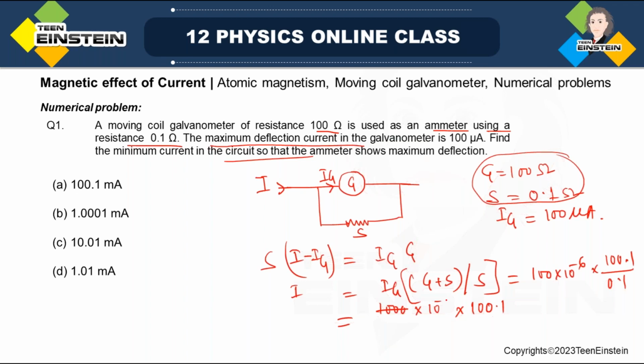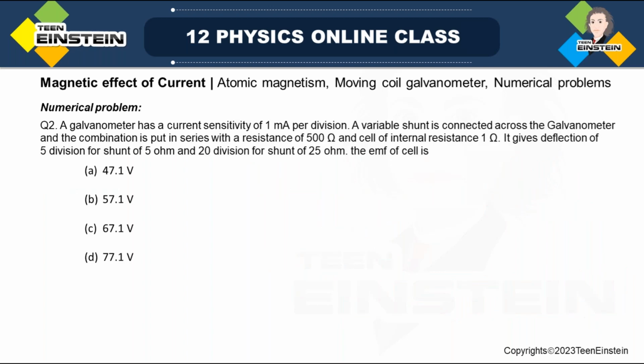This power will be 10 to the power minus 3. Therefore, what you get, this is in ampere, so it will be actually 100.1 milliampere. So this is the current required for maximum deflection in the galvanometer. So this is the answer. Okay, so I hope it is understandable. Now we'll just go to the next problem.